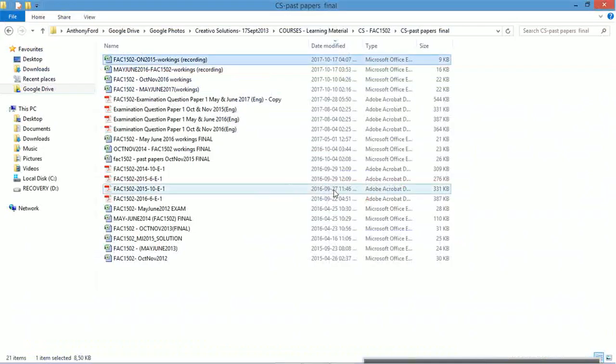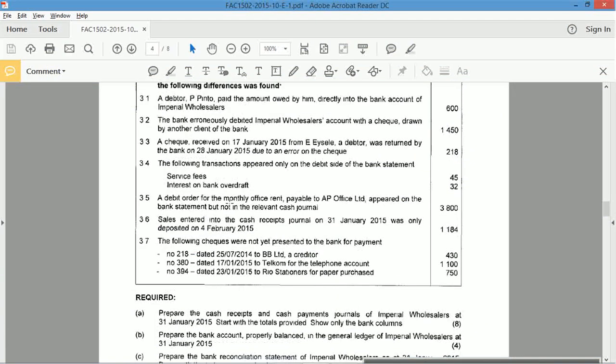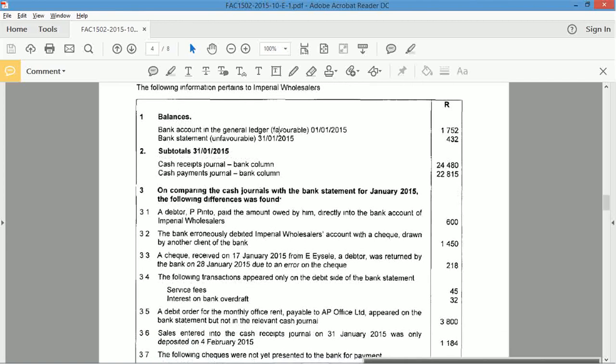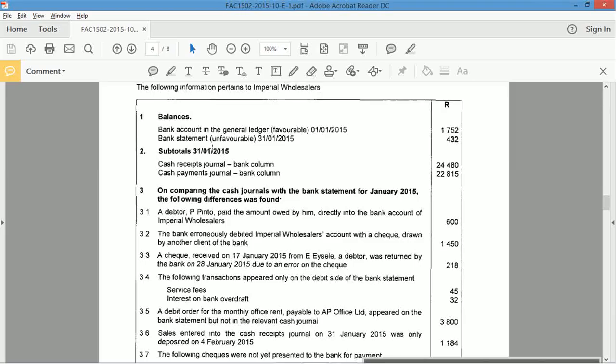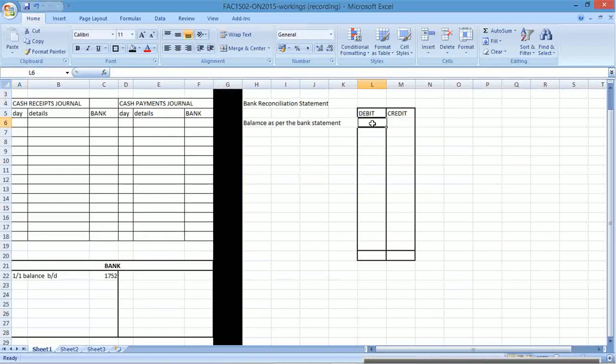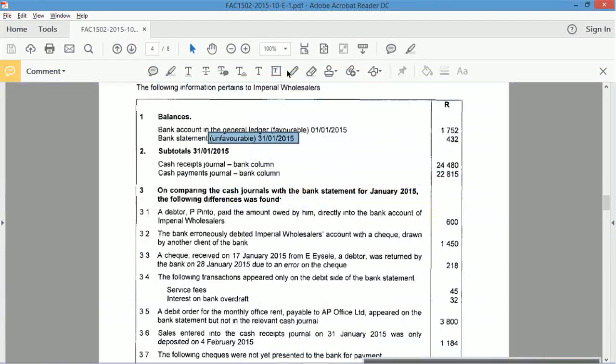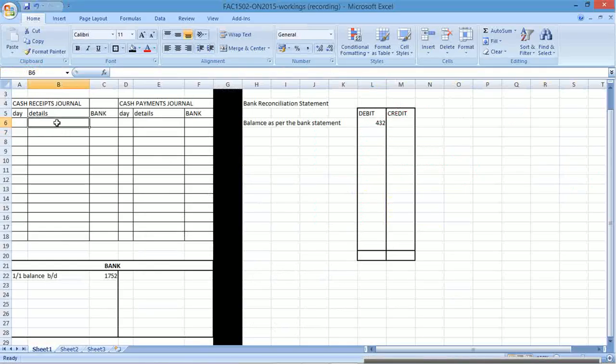So go to the question, have a look at what they've given you. Balances. Bank account general ledger favorable, first of the first, that's opening balance, 1752. 1752 favorable, balance brought down. Bank statement unfavorable. If it's unfavorable, it means you're owing the bank. Unfavorable would be a debit balance, so that would be 432. So we've looked at that now. Subtotals, this needs to just go here. Totals.